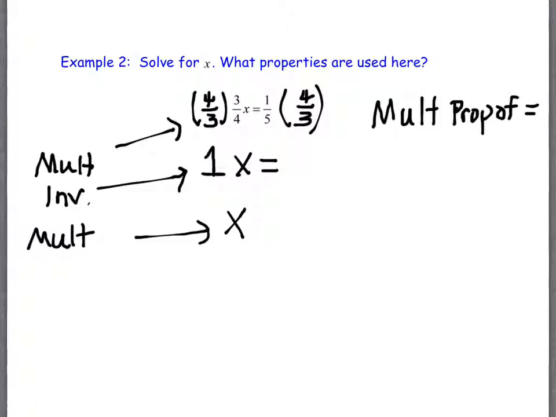What property allows me to know that 1 times x is x? So you had no idea you were using so many properties in one little single step, did you? That's the multiplicative identity.